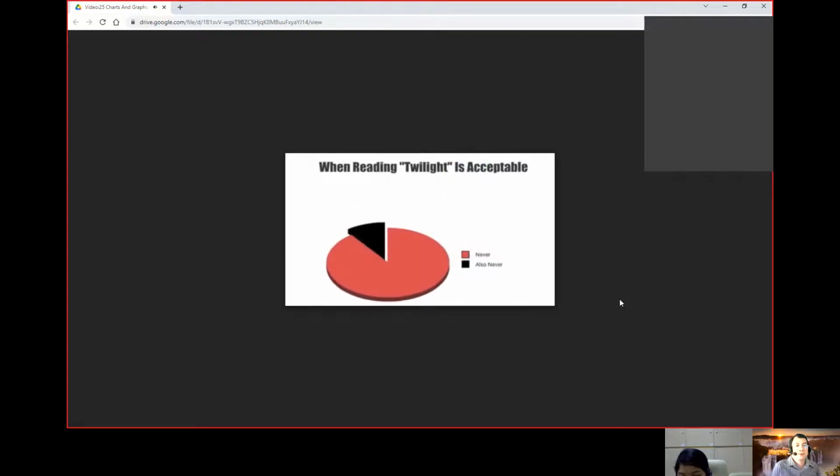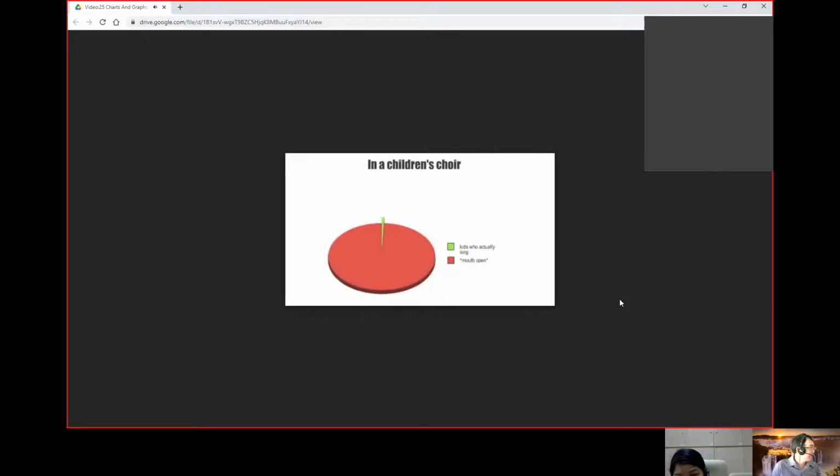Number 10. When reading Twilight is acceptable. Never and also never. Number 9. In a children's choir. Kids who actually sing versus kids with their mouth open.